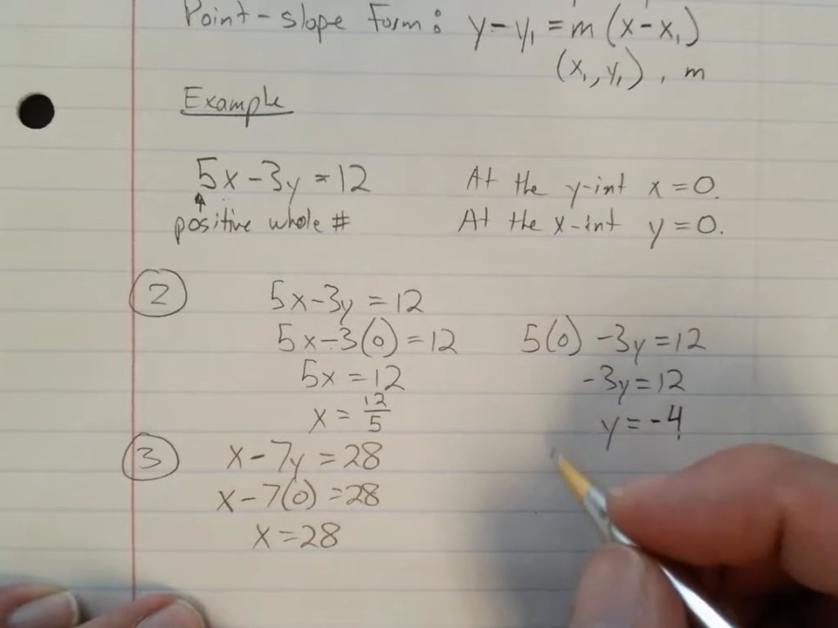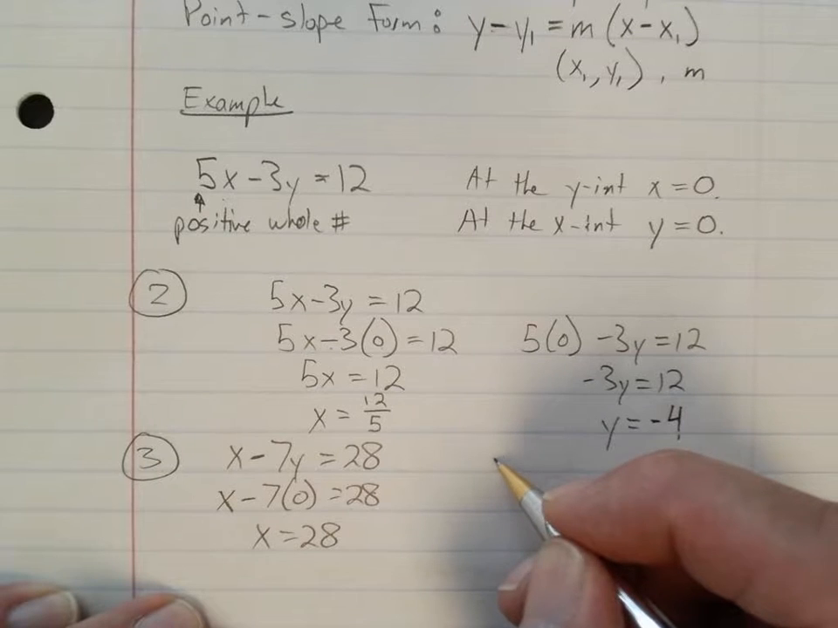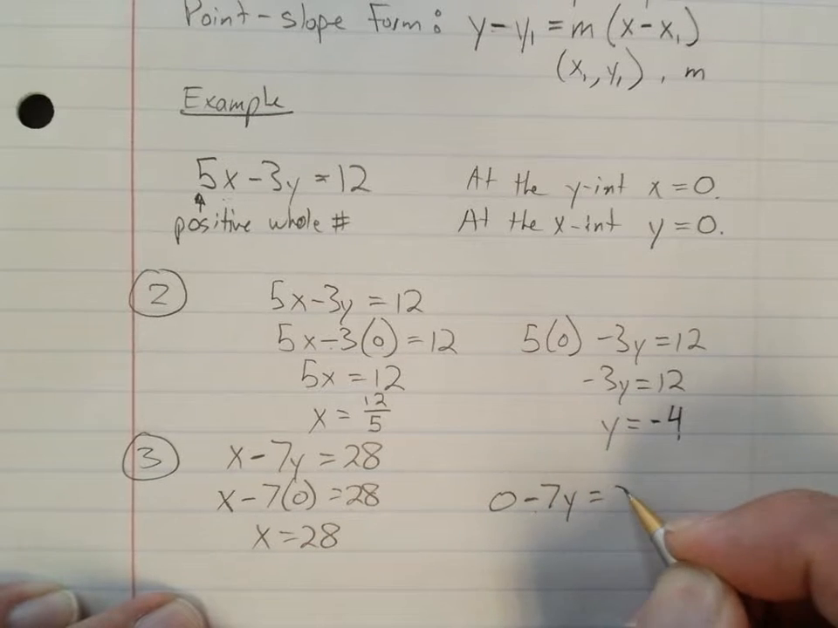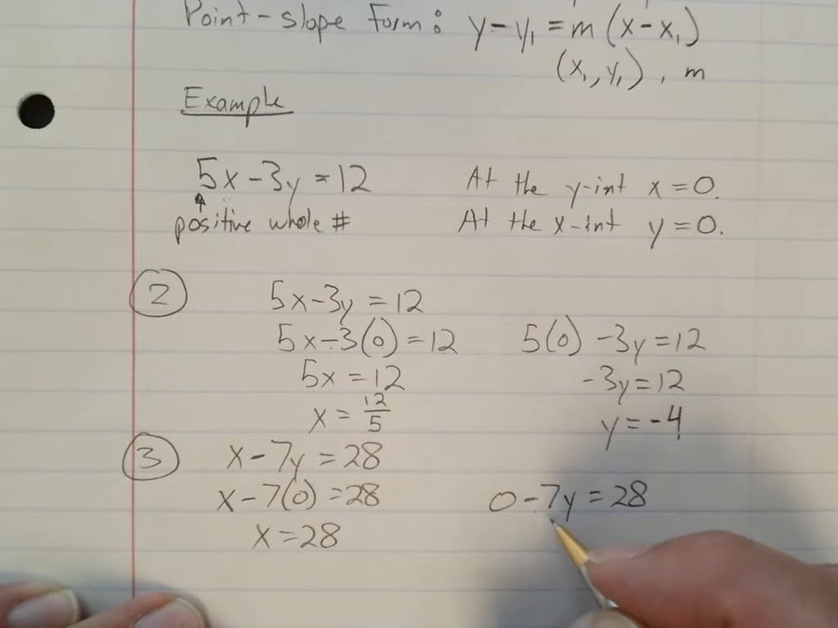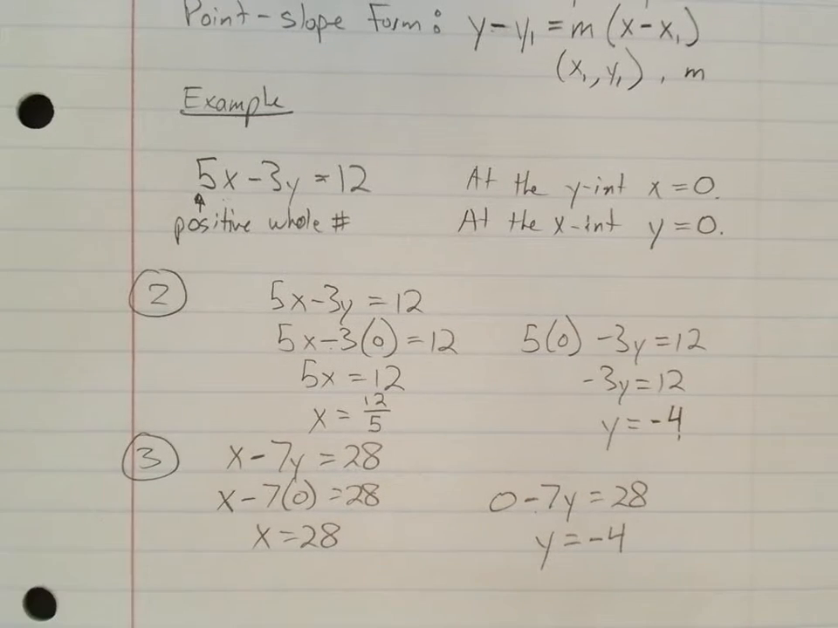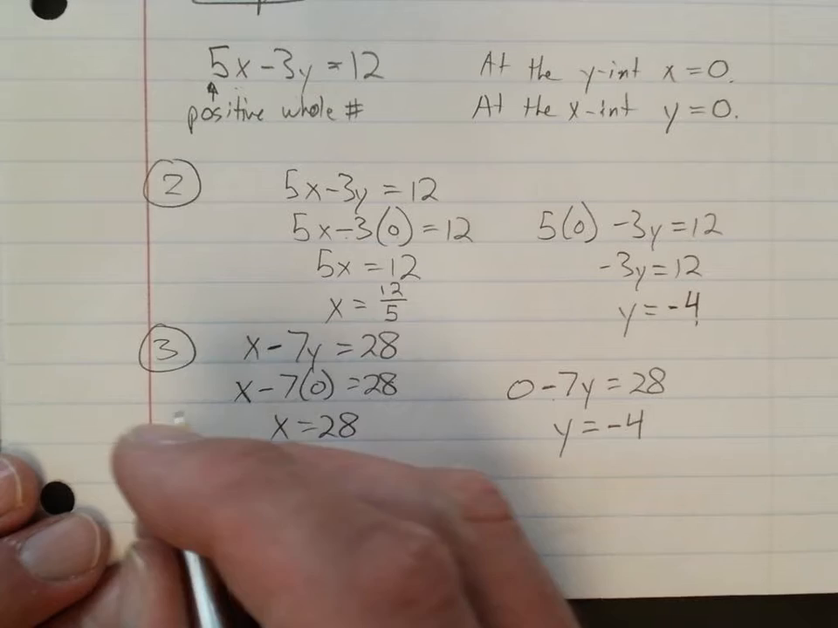From there, the y-intercept, we know that's when x equals 0. So I'm going to do 0 minus 7y equals 28. So negative 7y equals 28. So that y equals negative 4. Because negative 7 times negative 4 equals 28. And we're done. We have your x and y-intercept. Yay, us. Which then gets us to the last one, 4.